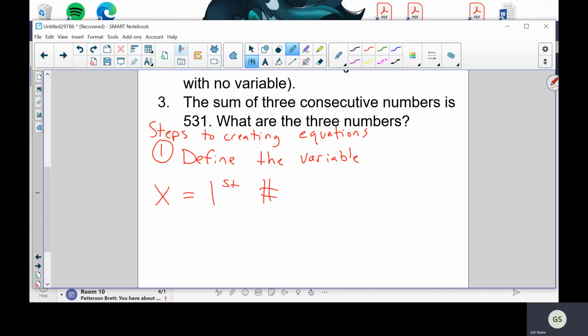So what would we do? Would we write X equals the second number? Are they the same? Can we do that? Because they're not the same number. Can't do that if they're not the same number, right? So what would we do?